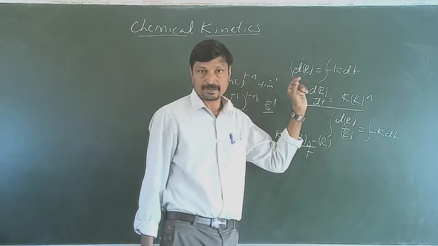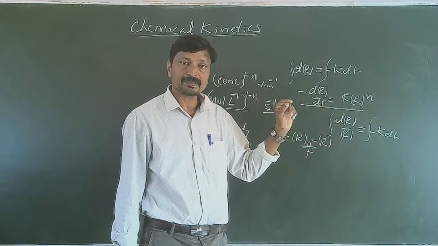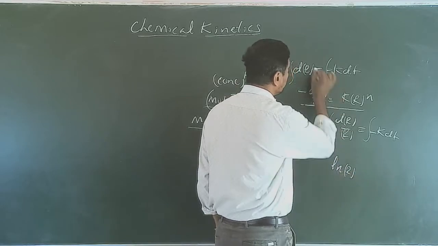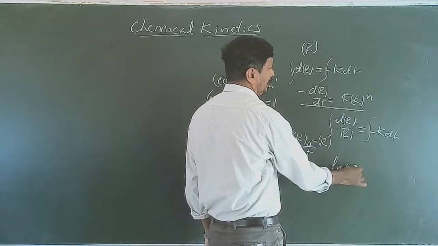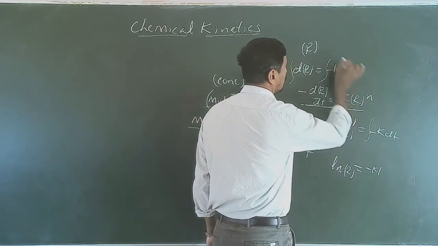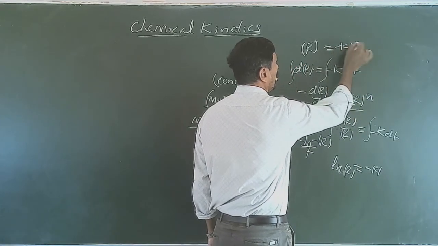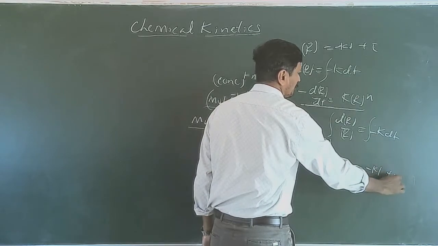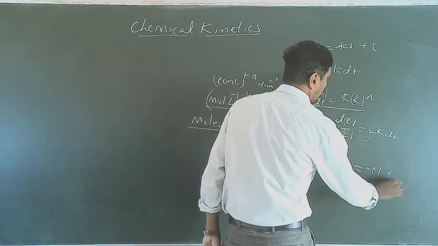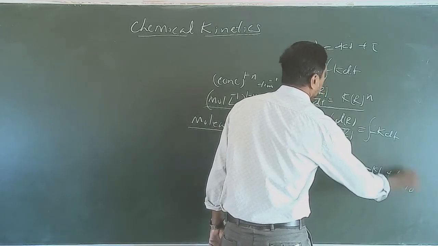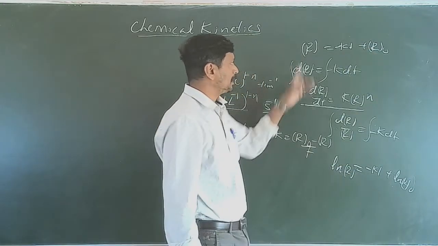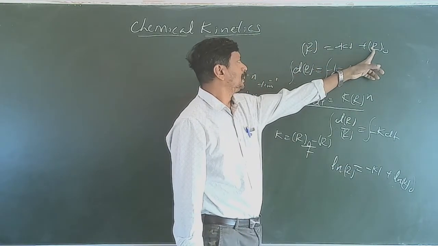Integration of dR is equal to R, integration of dR by R is equal to ln R. And integration of K dt is equal to Kt, with a minus sign, minus Kt. And one more thing, here also you have to add the integration constant I. At t is equal to 0, R is equal to R naught. Here I value becomes ln R naught.